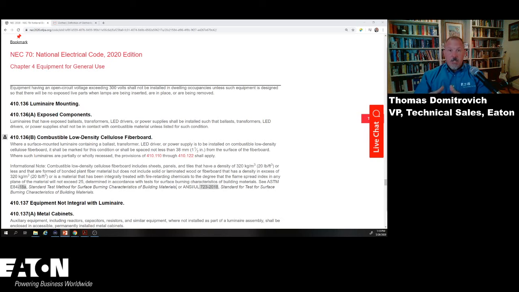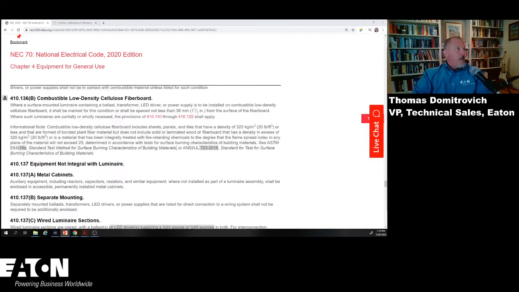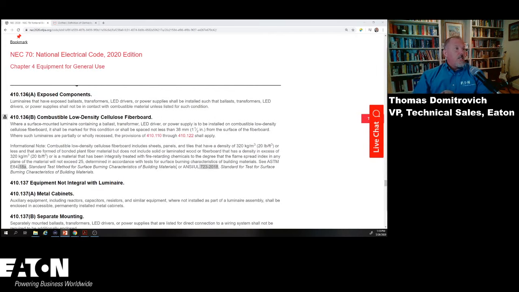So you'll see those LED luminaires have heat shields and whatnot to draw the heat off. And combustible low-density cellulose fiberboard includes sheets, panels, and tiles that have a density of 20 pounds per cubic foot. So there are a lot of locations in the NEC to help us understand the proper application of lighting in general, various types, and the concern there is about the heat that they put off and the proximity of that heat to combustible materials.